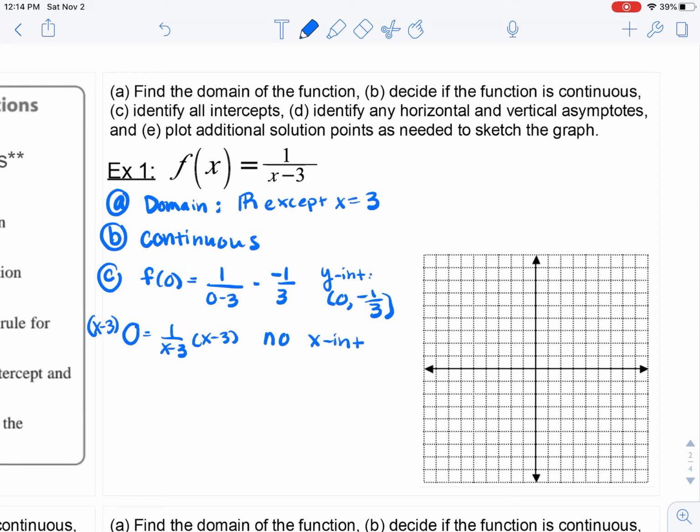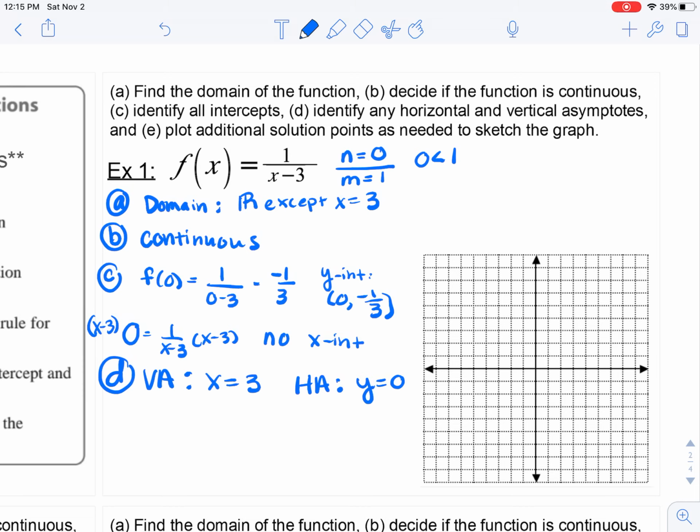Part D says identify any horizontal and vertical asymptotes. So I'm going to start actually with the vertical asymptotes. So the vertical asymptotes are those values that don't work in the denominator. So in this case, it would be x equals 3. Notice the domain and the vertical asymptotes go hand in hand. For the horizontal, we have to compare the degree of the numerator and the degree of the denominator. So if I looked at the degree of the numerator here, n would equal 0. The degree of the denominator, you would get 1. So 0 is less than 1, which indicates that it will have a horizontal asymptote at y equals 0.